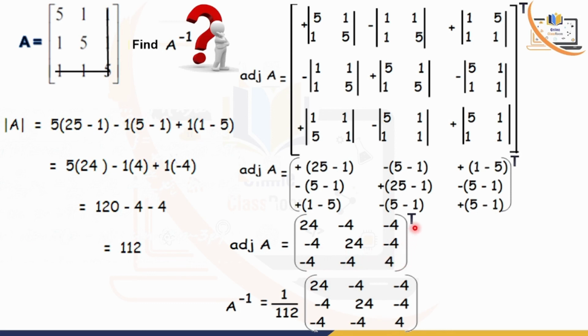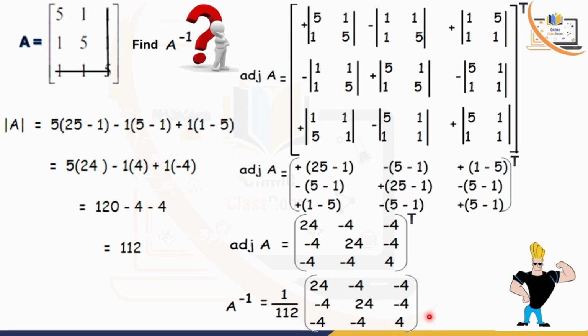If I take the transpose, obviously rows will be in place of columns and columns will be in place of rows. If I do it, we get the final value: A inverse will be 1 by 112, that is your determinant value, times this adjoint value. So this is the total computation of the inverse of a matrix in the case of a 3 by 3 system. Using this idea we can easily calculate any kind of computation in a 3 by 3 system.